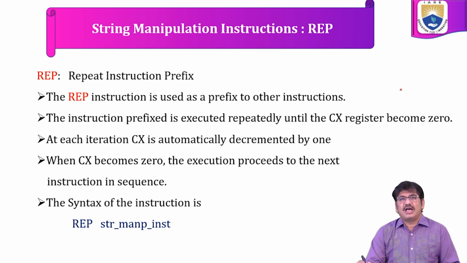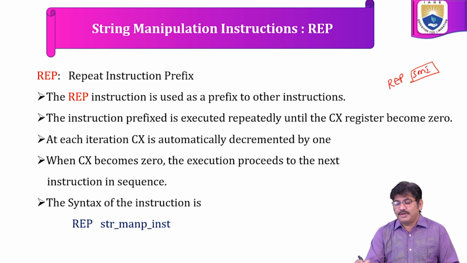The first instruction is REP. The REP is a prefix for a string manipulation instruction. The REP instruction is used as a prefix for other instructions. So if you have any string manipulation instruction, we are going to proceed with REP. The instruction prefixed with REP is executed repeatedly until the count specified in the CX register becomes 0. At each iteration, CX is automatically decremented by 1.